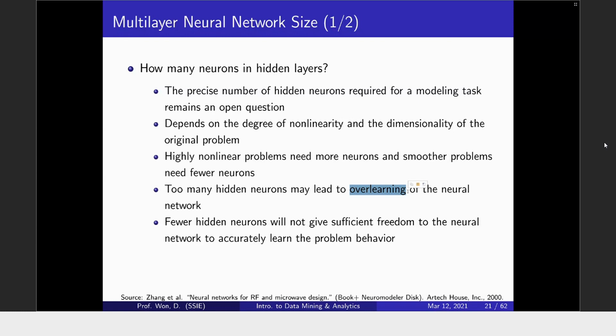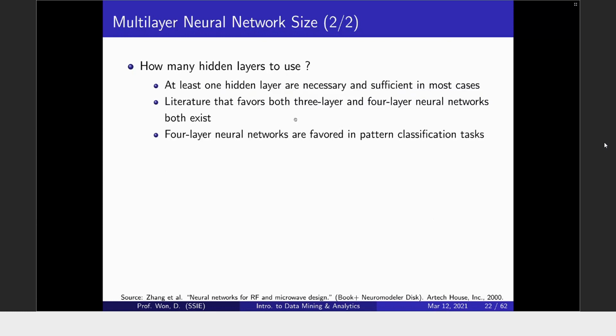Conversely, if you have fewer neurons, then our model is too simple to get the answer. For example, when you are preparing for your exam, if you just studied at a very comprehensive, very abstract level, then you might not solve the problems correctly. Okay, so that is a very key issue.